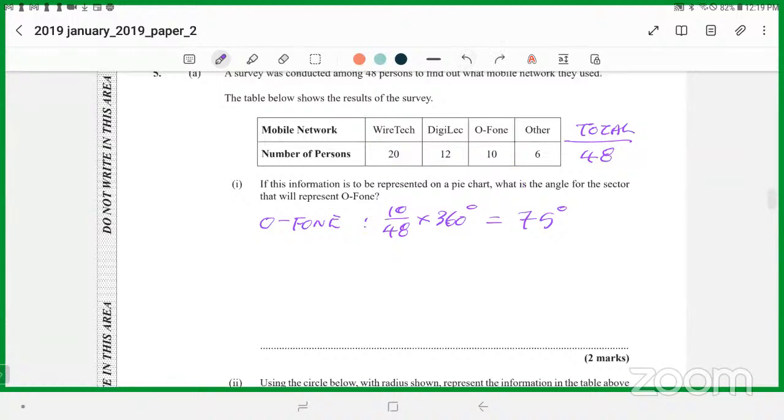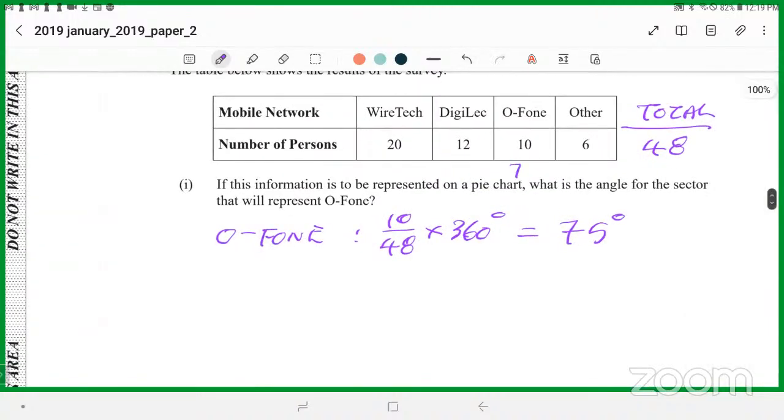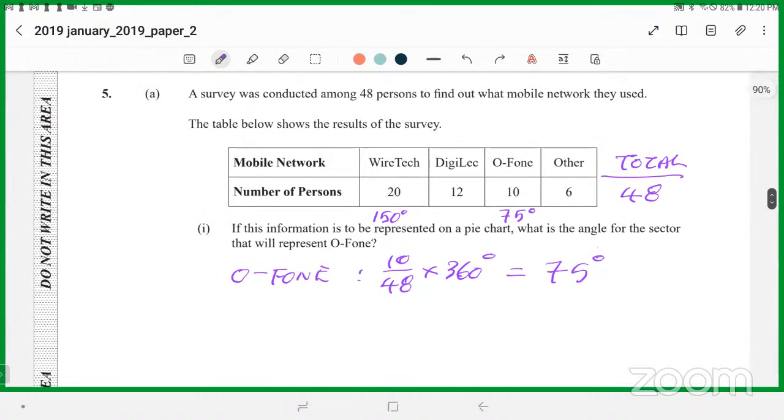So let's put them under here. So this one is 75 degrees. This one has to be twice as much, which is 150 degrees. All right, and then when we get this one, this is also going to be twice. So let's make it easy for you. So we need to work out this one now. This one is going to be what? 6 over 48, isn't it? Which is what? 1/8. So let's work it out up here.